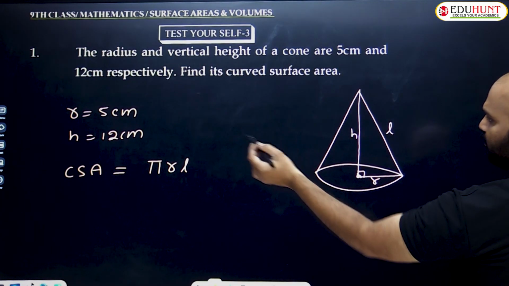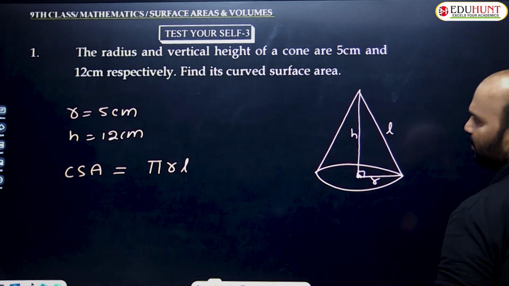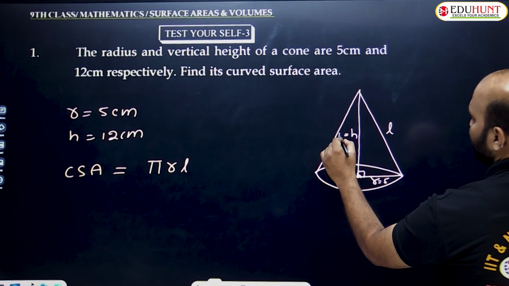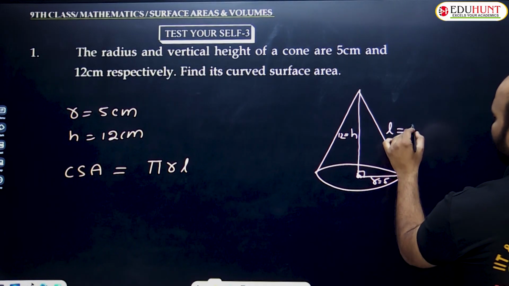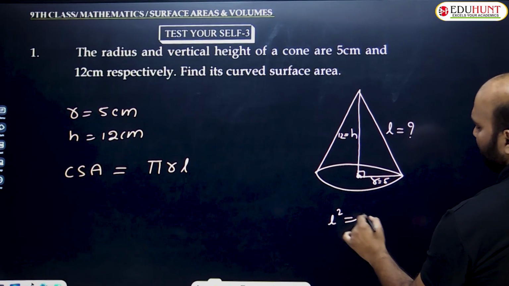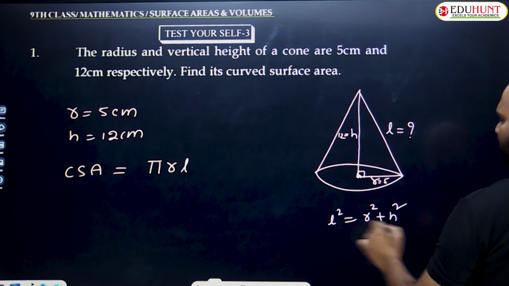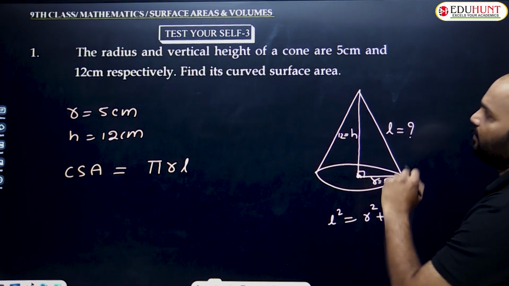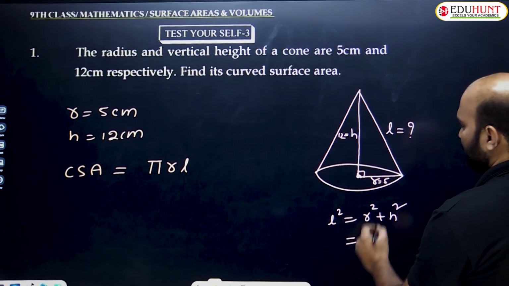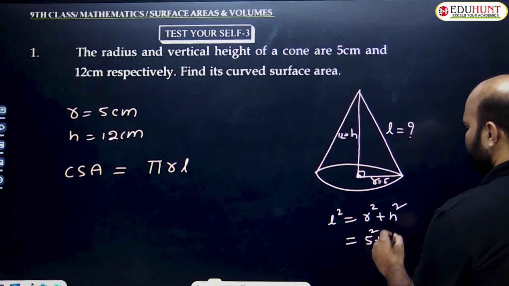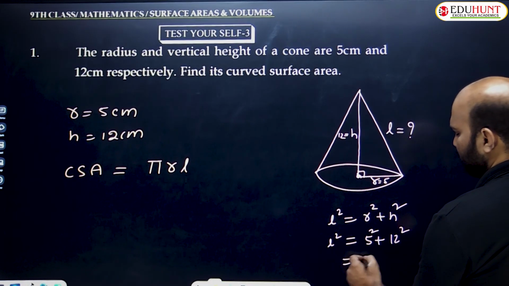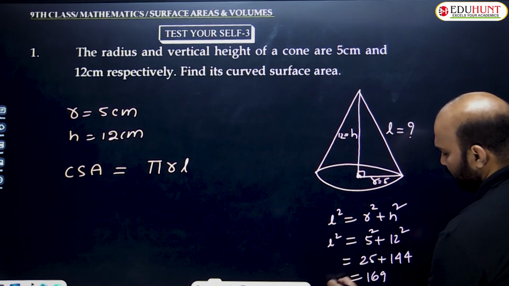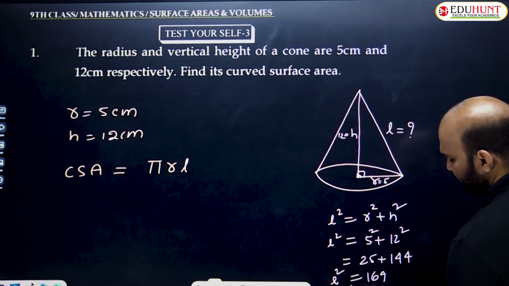But we don't know the L value; only the height and radius are given. The radius is 5 centimeters and the height is 12 centimeters. So how to find L? We know L square equals r square plus h square according to Pythagoras' law, a formula I gave in my introduction class on surface areas and volumes. So L square equals 5 square plus 12 square. 5 square is 25, 12 square is 144, total 169. So L square equals 169, therefore L equals 13.